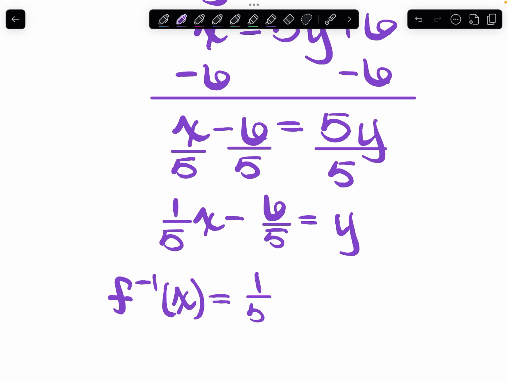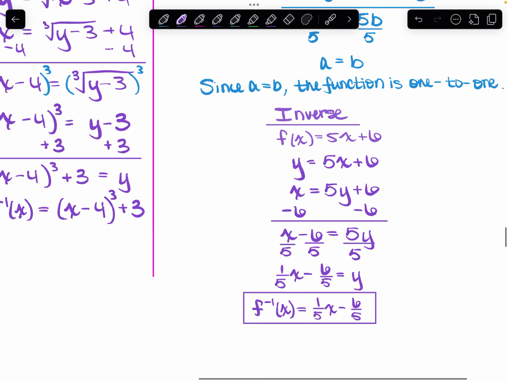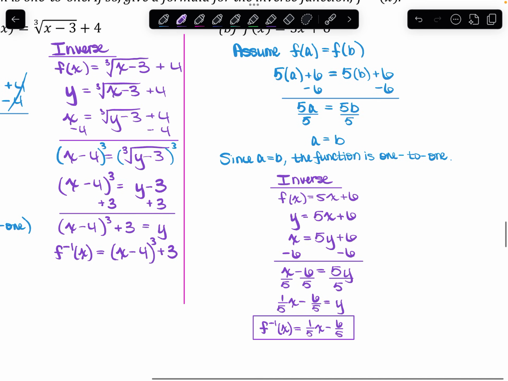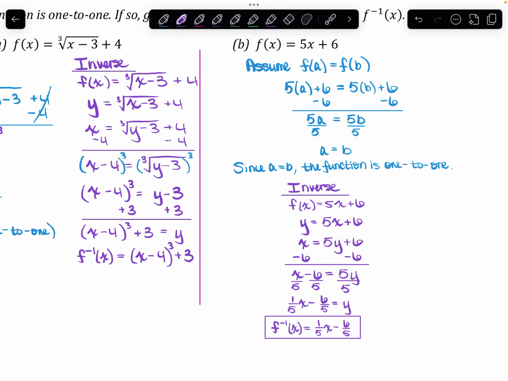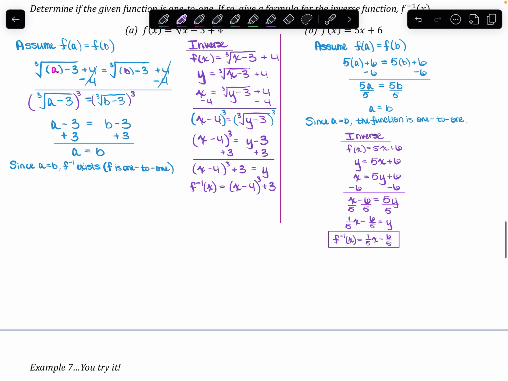1/5 x minus 6/5, inverse. So be very careful with finding inverse functions. If there's an option that says the inverse does not exist or the function is not invertible, you do need to check this before you go straight to calculating the inverse itself. All right, the rest are you try it, so feel free to go try those out and then check them with the completed notes.